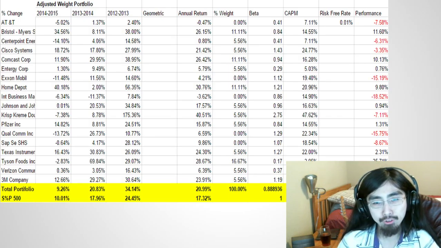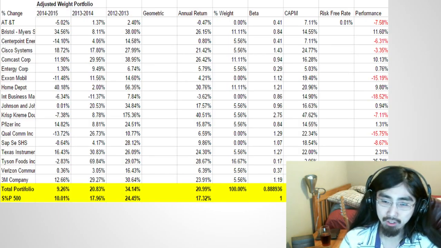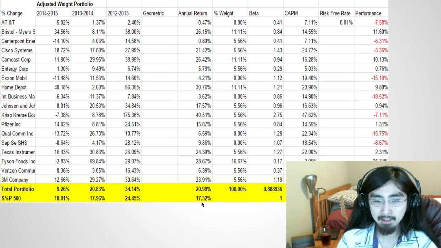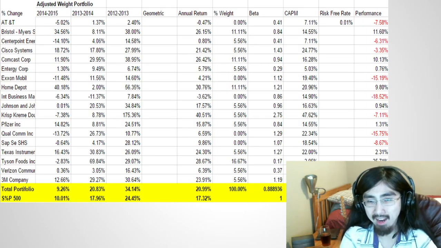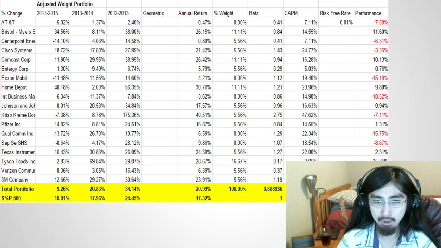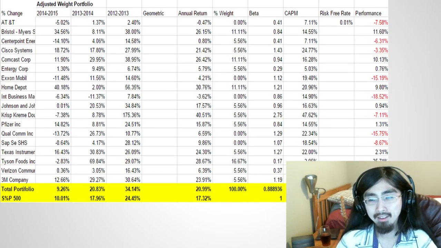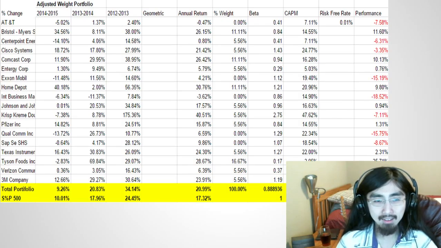So after I adjusted the portfolio, our portfolio now is averaging a 20.99% annual return with a beta of 0.8889 and a compound required rate of return of 15.4%. Now our portfolio is averaging higher return than the market and has a lower beta. So I would be very happy if the historical data is accurate enough for us to project the future stock price. There's no real way to predict it, but this is what I think is the best way to do it.